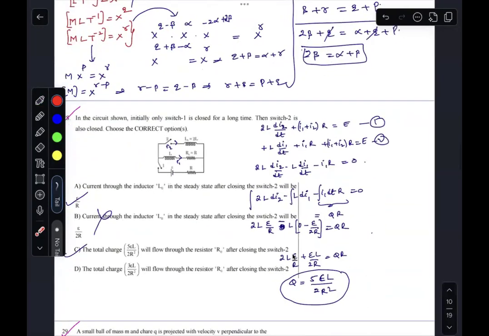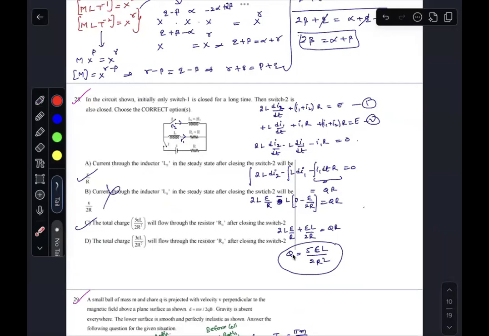Next thing, this is also an easy one, at least one option you can manage. For example, you don't know anything. Finally, what is going to happen? An inductor behaves like a conductor, which means the entire thing is short circuited. Put this out of the picture. So what will happen? The current goes like this. What is the current? Simply E by R. At least one option you can mark.